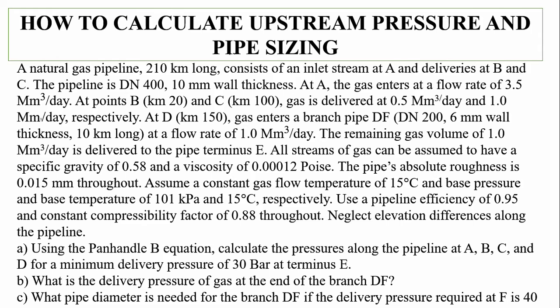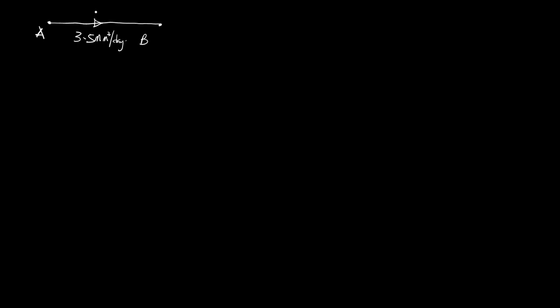Now, they said point B is 20 kilometers and C is 100 kilometers. That means from A to B is 20 kilometers, and from B to C is 80 kilometers. So since C is 100 kilometers from A, then that is it.